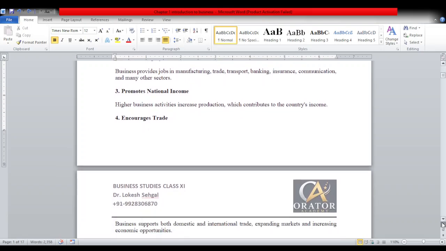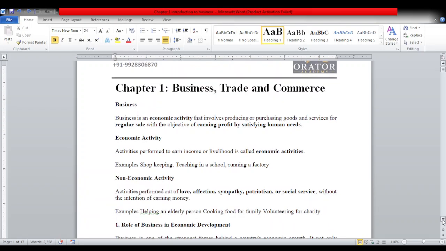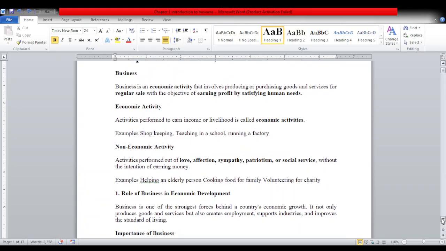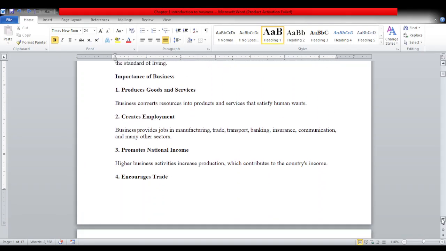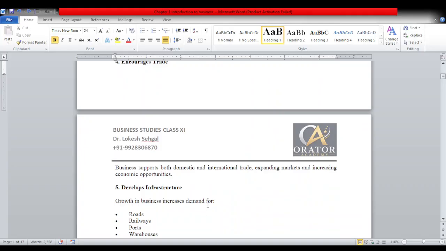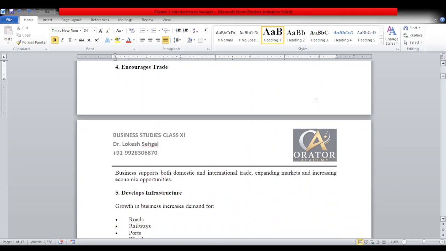Next, it increases the trade. So how do they increase the trade? Let me help you to understand. Business supports both domestic and international trade, expanding the market and increasing the economic activities, because once you are involved in production activities as a producer, as a supplier, as a manufacturer, your work is not only confined to the domestic area, domestic trade.